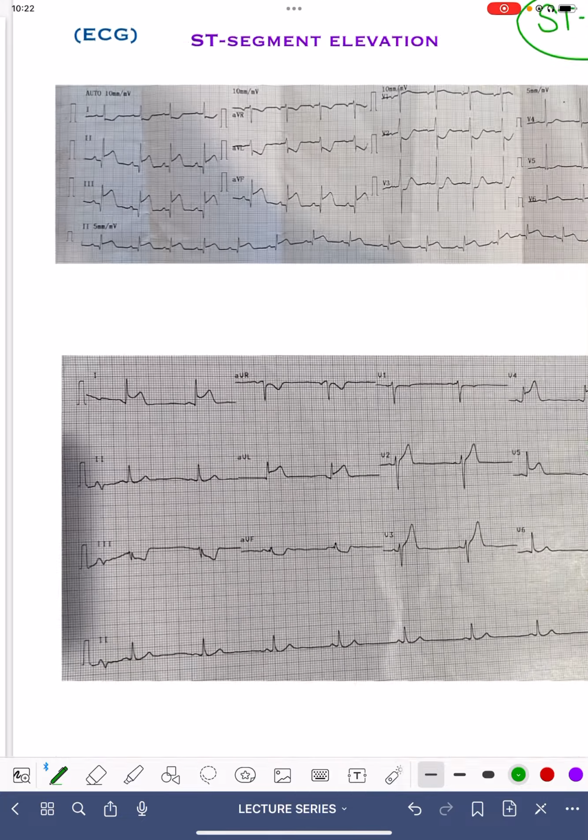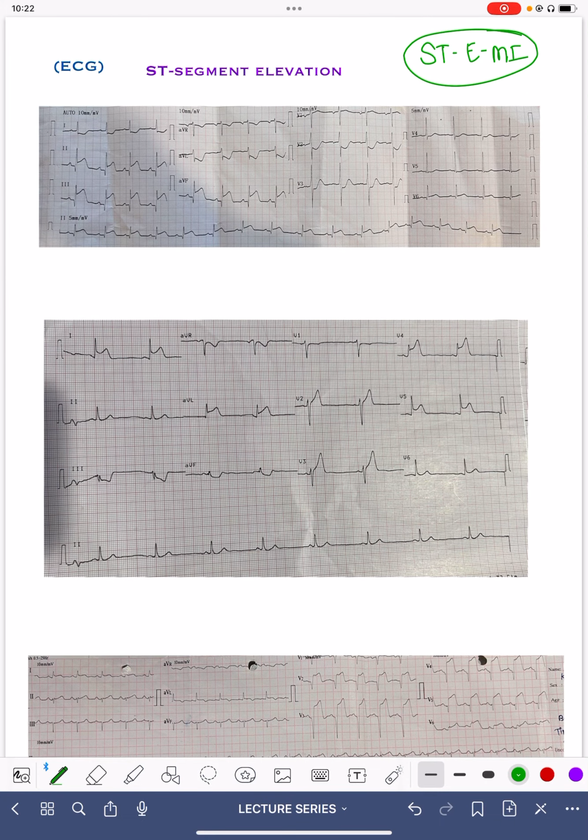Now see, when do we label it as ST elevation MI? You must have ST elevation. Now, how much ST elevation do you need? You need more than 2 millimeter ST elevation in two consecutive leads. This is very important. Only one lead must not show it. It has to be at least two consecutive leads, with more than 2 millimeter ST elevation in chest leads, or more than 1 millimeter ST elevation in limb leads.